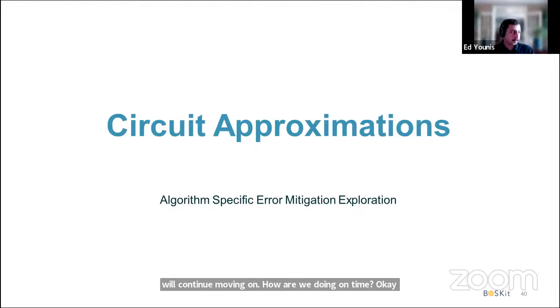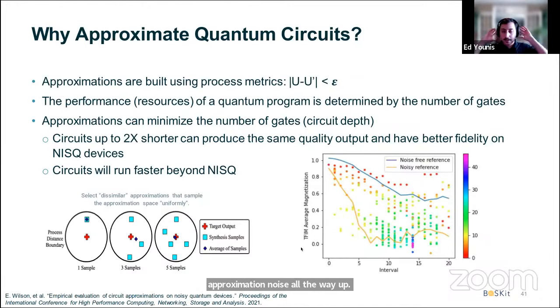So let's talk about circuit approximations. This is going to be kind of a tone shift here. This is looking at an error mitigation strategy using these approximate compilers, dialing the approximation noise all the way up. The question is, why should we even do approximate quantum circuits to start with?